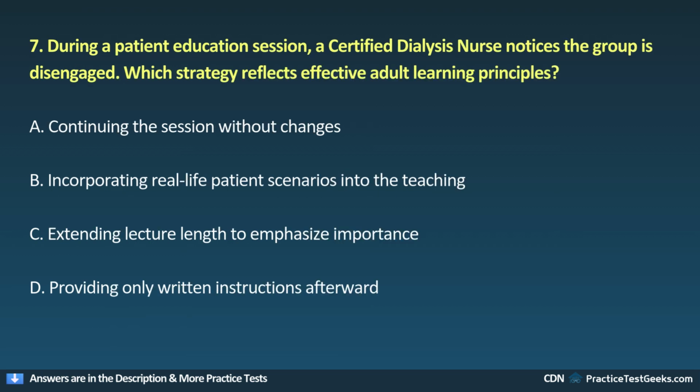7. During a patient education session, a certified dialysis nurse notices the group is disengaged. Which strategy reflects effective adult learning principles? A. Continuing the session without changes. E. Incorporating real-life patient scenarios into the teaching. C. Extending lecture length to emphasize importance. D. Providing only written instructions afterward.